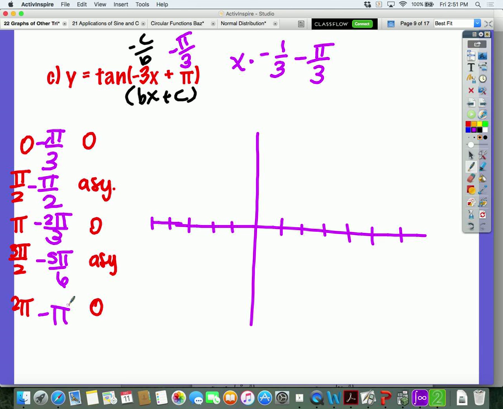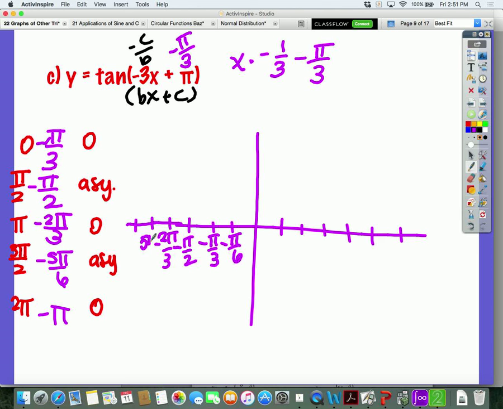So these are my new points. Why am I over here in my negatives? Because the B was negative, and if B is negative, that means I'm making all of my x's negative. So it got reflected over the y-axis. That's why all of these are in the negatives.